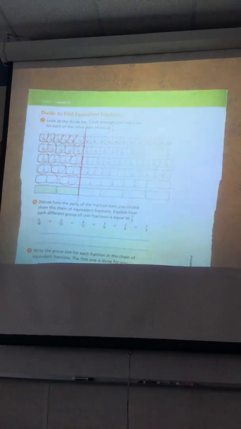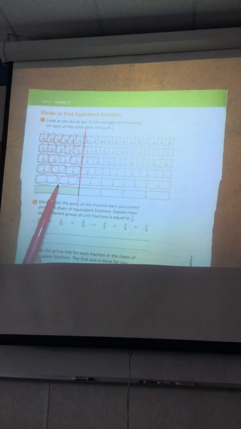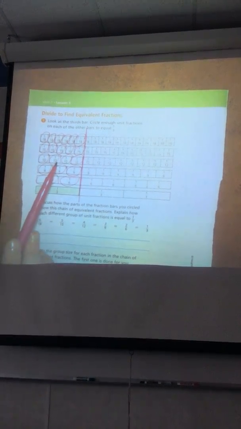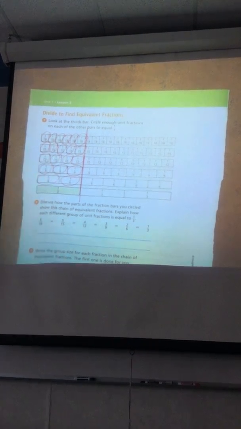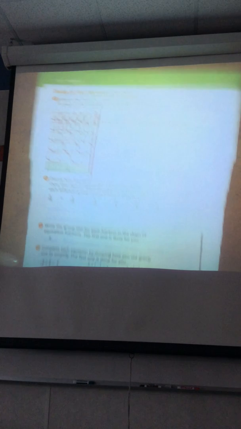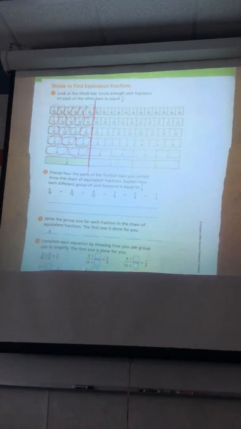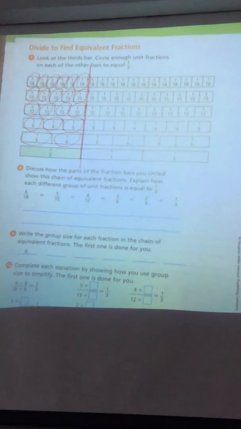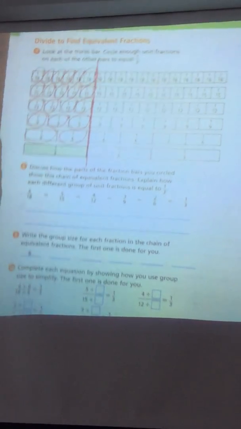And this should tell you a little bit about division. 3 times 2 equals 6, 3 times 3 equals 9, 3 times 4 equals 12, 3 times 5 equals 15, and 3 times 6 equals 18, right? Okay, so down there on number 8, discuss how the parts of the fraction bars you circled show this change of equivalent fractions. Explain how each different group of unit fractions is equal to 1/3. So we kind of already talked about that, right?